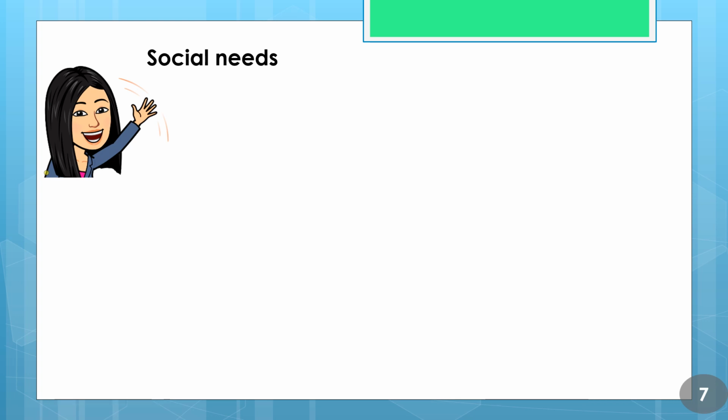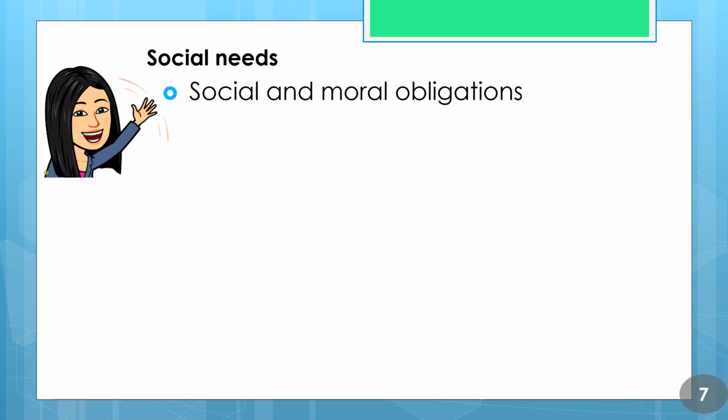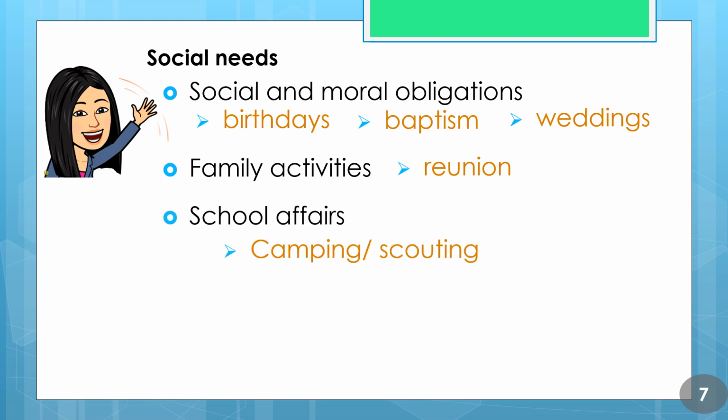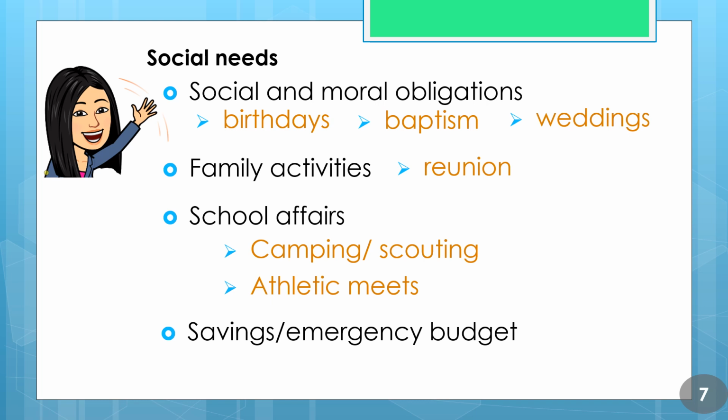Social needs can be anything from education, sports, celebrations, travel, leisure, and the like. We need these things for fulfillment, esteem, and self-actualization. Some examples are social and moral obligations, such as birthdays, baptism, weddings, and other social gatherings. Next, family activities like family reunion or get-together. Then, school affairs like camping or scouting, athletic meets, and other activities conducted in school. And savings or emergency budget allotted for health or house repair and the like.